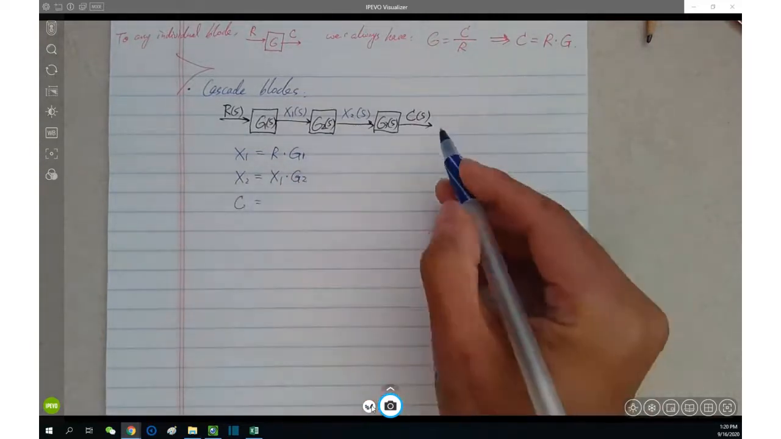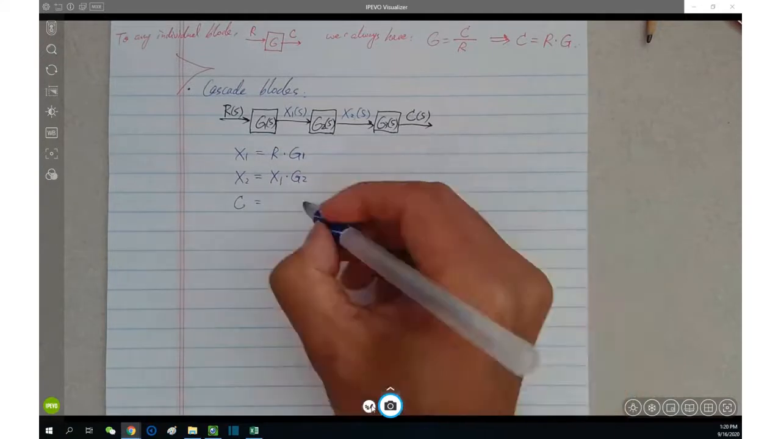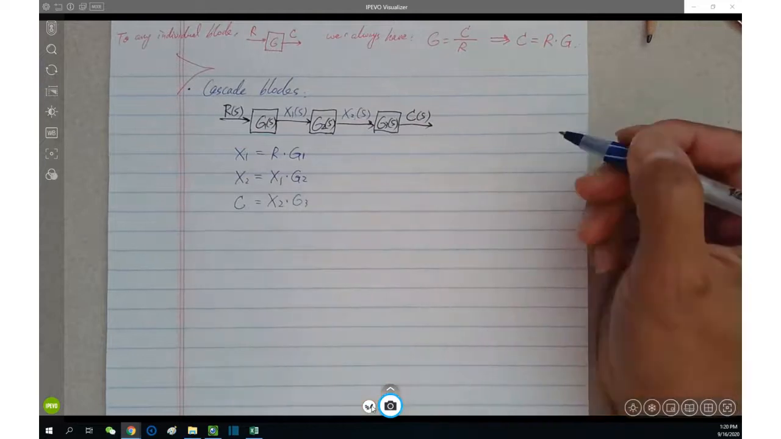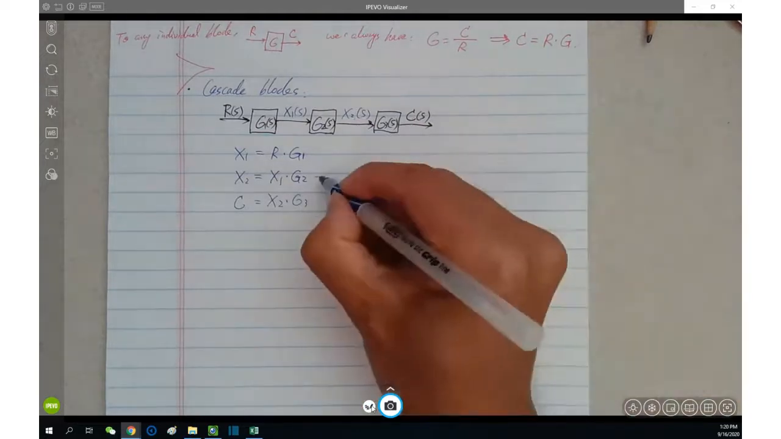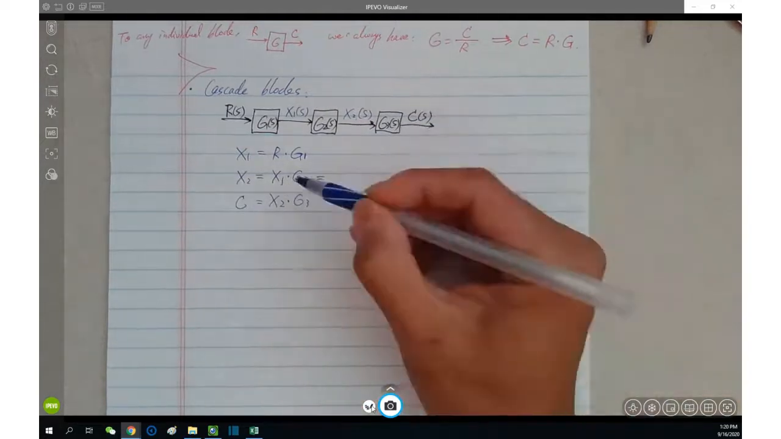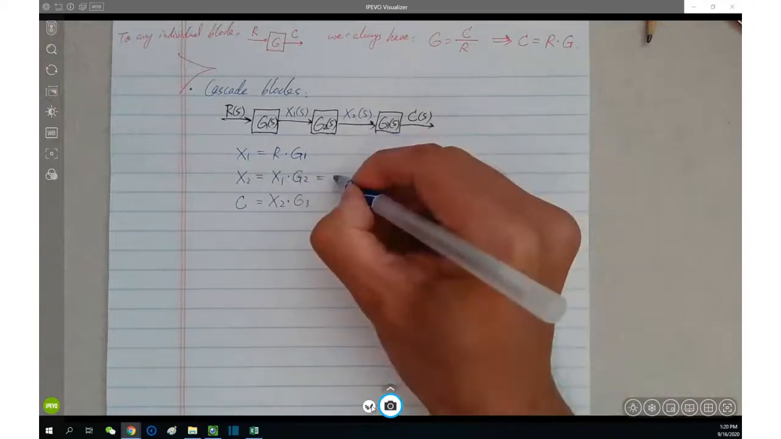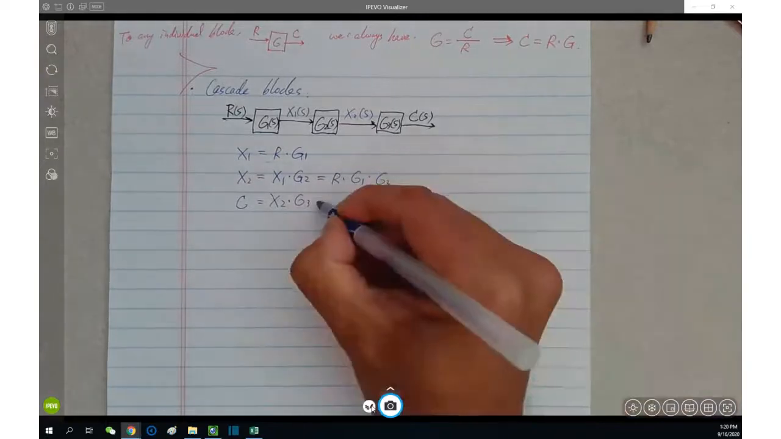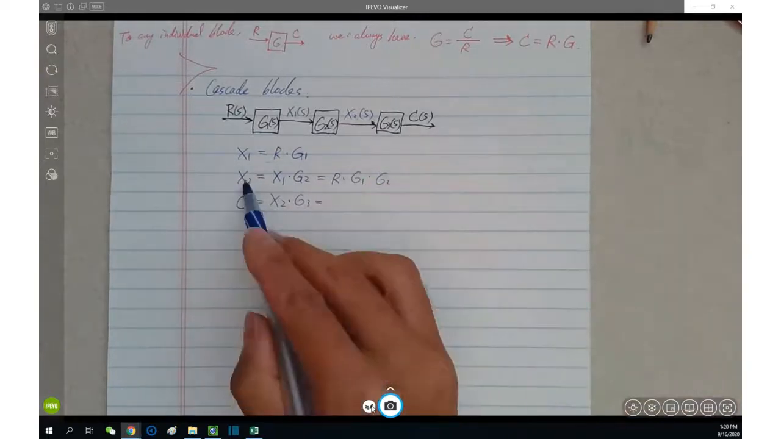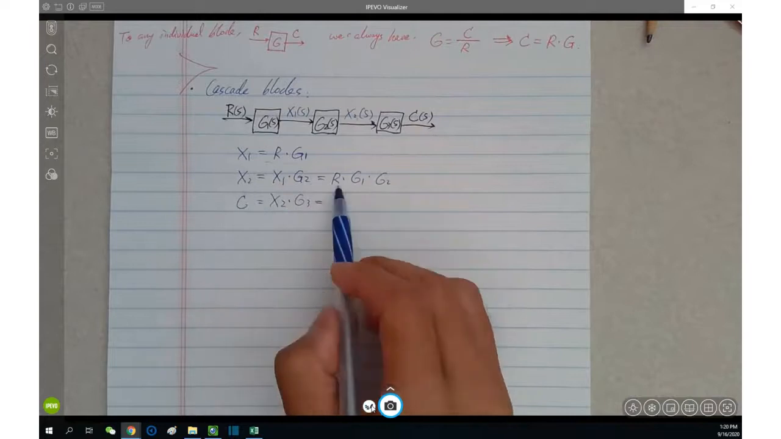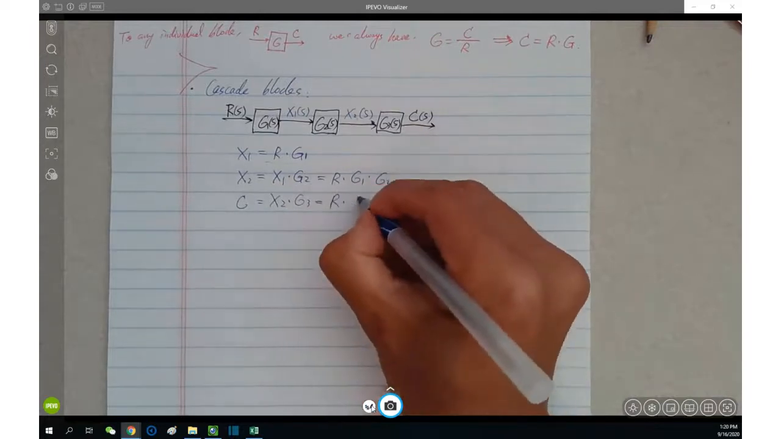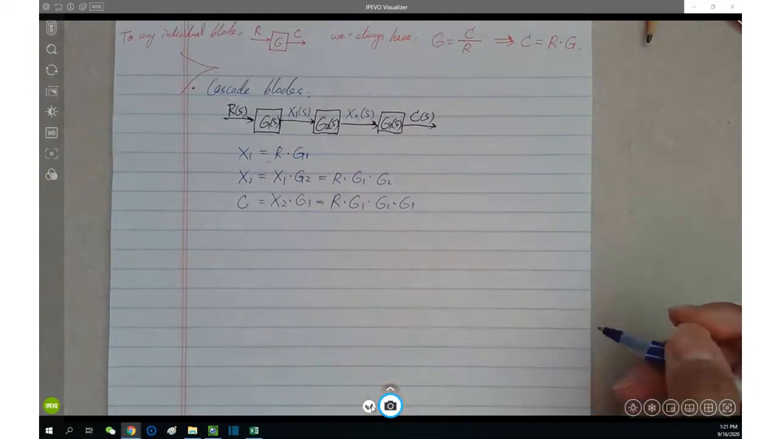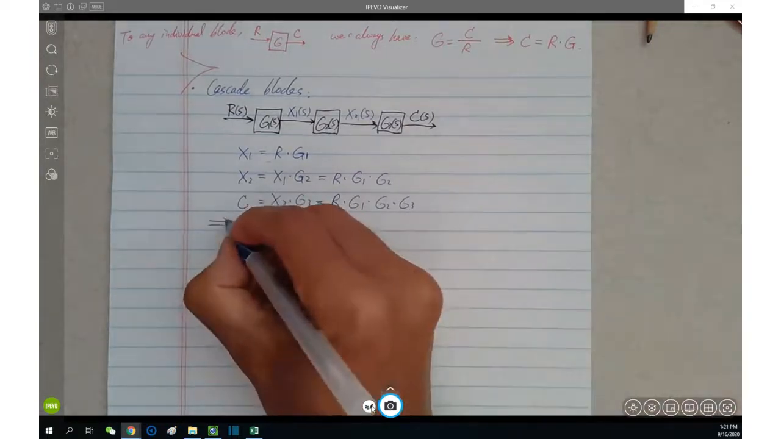Similarly, C equals to what? x2 times G3. What you can do is, in the second equation, you substitute x1 by the first equation, so it then ends up with this. And in the third equation, you substitute x2 here by the second equation. Therefore, you end up with this. Does it make sense?